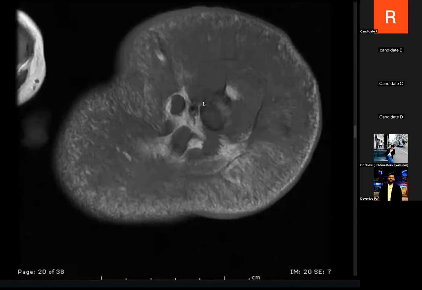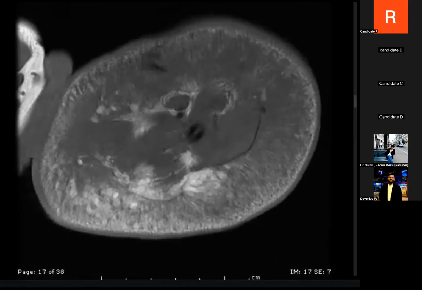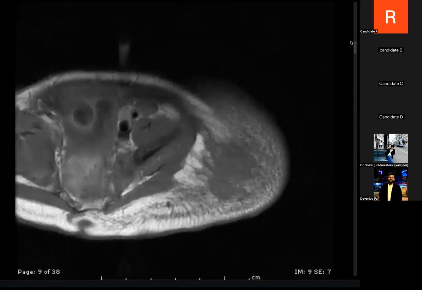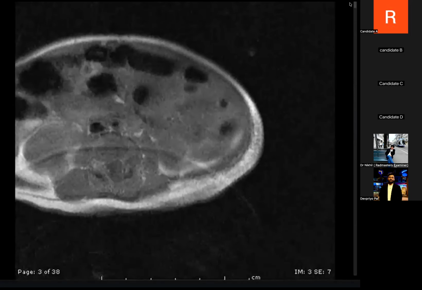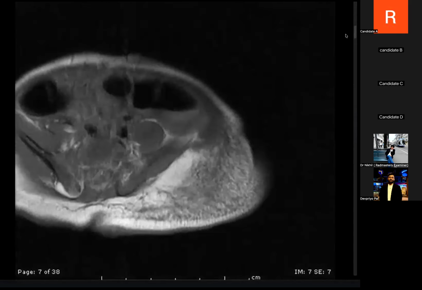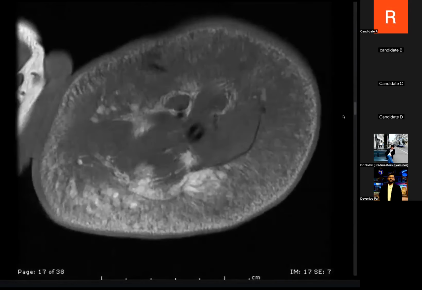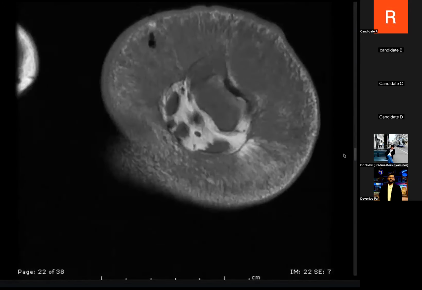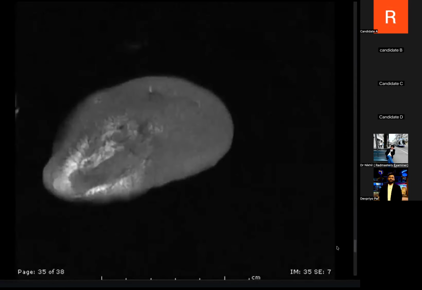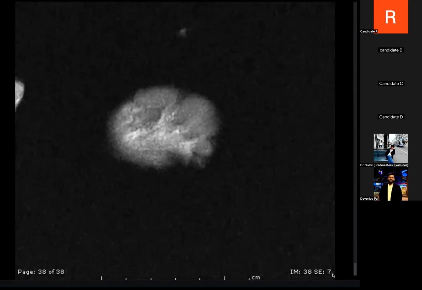This is the T1 weighted sequence. You can click and scroll. I'll go through the images first, then I'll describe the findings. So this is the T1 axial images of the given patient. Okay, this is the last image.